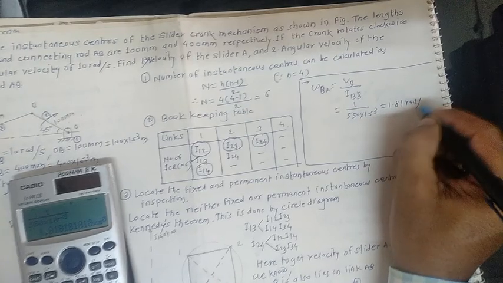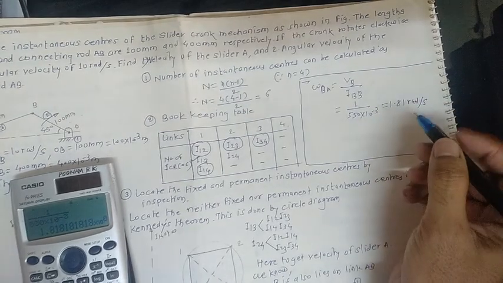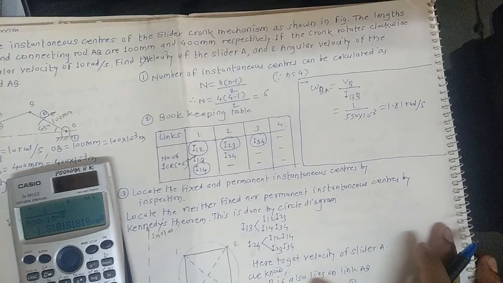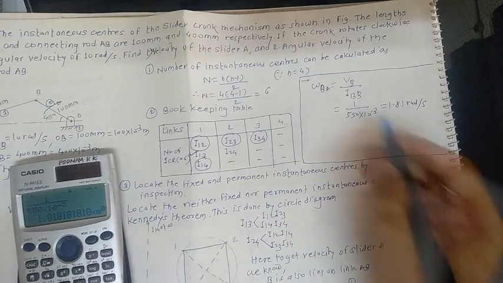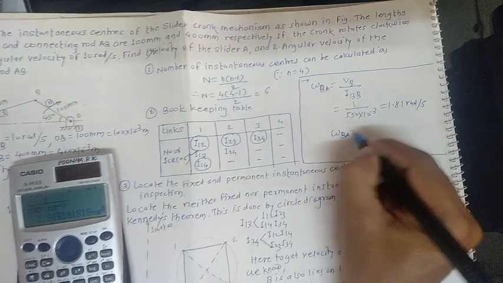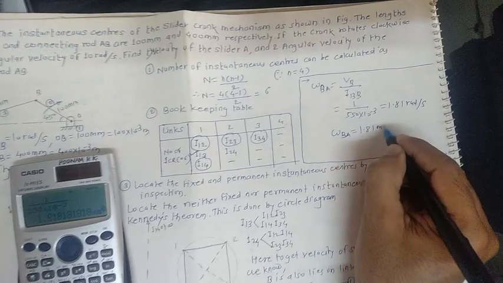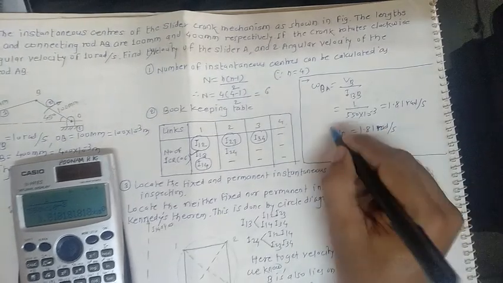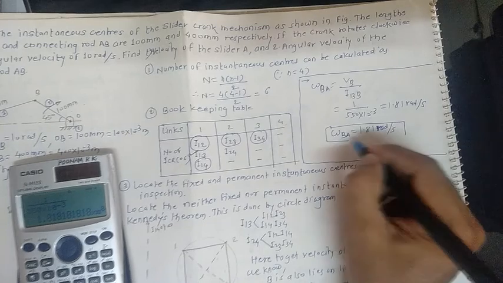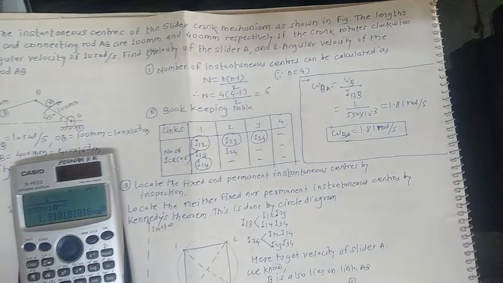radian per second. Maybe there are slight changes in the answer values, but as far as our steps are concerned, all these things are correct. Radian per second. This is the answer for the second point. I hope this problem cleared you. Thank you.